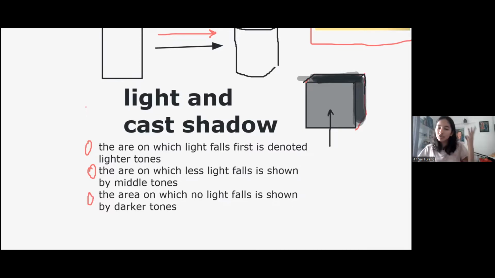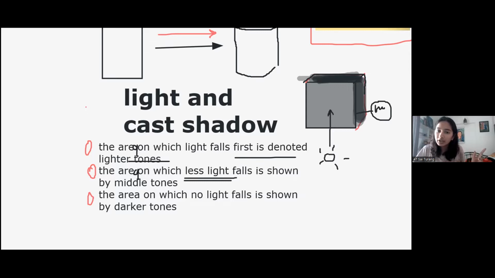Now read this. These are the three principles we must keep in mind while shading a form. The area on which light falls first is denoted by a lighter tone. The lightest tone is to be given on the place where the light is first. So if I'm saying the light enters from this direction, then this would be the lightest tone, okay? And the area on which less light falls is considered to be a middle tone, and this is the middle tone. And an area in which no light falls is a darker tone.